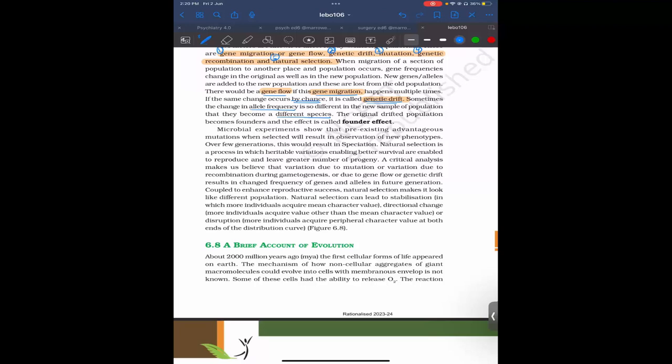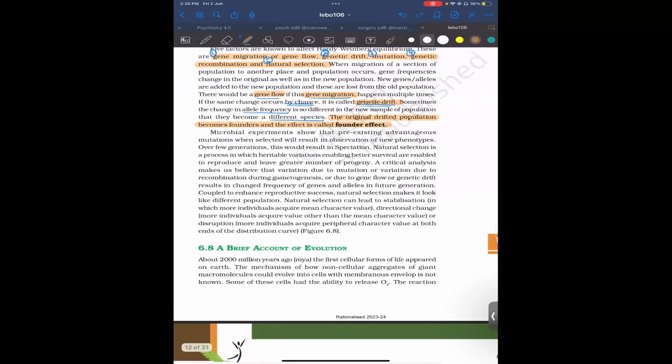The original different population becomes the founder and the effect is called the founder effect. Abhi original population se bani se drift hui to usko kya bolenge? Jo original population hai wo founder hai to usko kya bolenge? Founder effect.